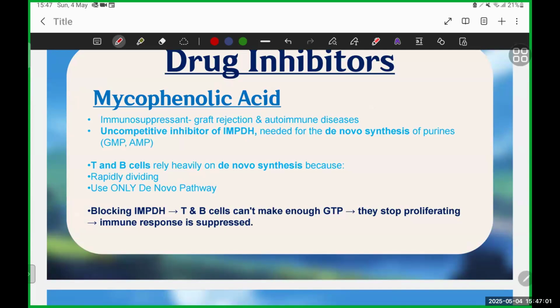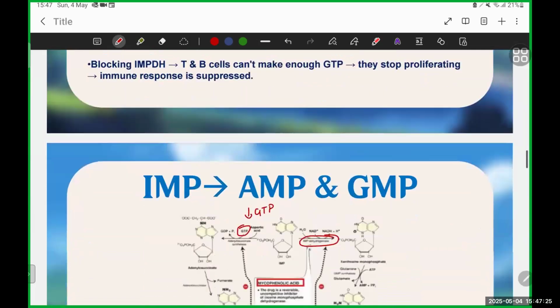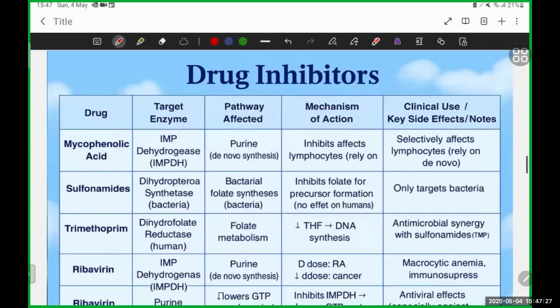Because we're going to stop the GTP production, they're going to stop proliferating. And they have no other way to get the GTP because they don't rely on salvage. They only rely on de novo. That's basically it. It's an uncompetitive inhibitor of IMPDH, needed for the de novo synthesis of purines. And they rely heavily on de novo synthesis because they're rapidly dividing. That's basically it.